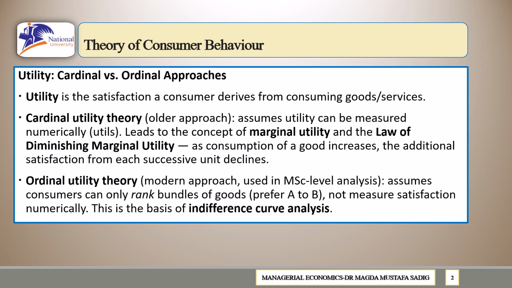Now, consider the second approach, ordinal utility. Modern economics argues that satisfaction cannot actually be measured. Instead, consumers only rank alternatives. For example, a consumer prefers bundle A over bundle B, but we cannot say bundle A gives exactly twice as much satisfaction. Ordinal utility is therefore based on ranking rather than measuring. This approach is far more realistic and forms the basis of modern consumer theory.